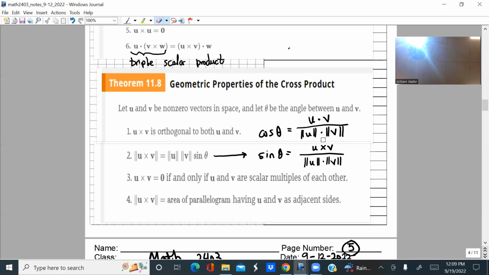So notice what you have here on the right-hand side of this formula is a vector. Well, of course, the sine of an angle is not a vector, right? It's a number. You've got to get a number. So that's why you need magnitude here. It's the magnitude of the cross product divided by the product of the two magnitudes. That gives you the sine of the angle between two vectors.